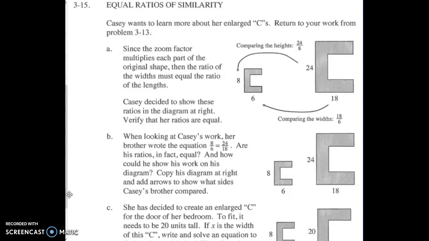The zoom factor multiplies each part of the original shape. So it multiplies each part the same. So the ratio of the width must equal the ratio of the length. Ratio is another term for zoom factor. It's the same thing. So when I look at these C's, and I'm comparing the lengths and the width, Casey decided to show these ratios in the diagram. Right. Verify that her ratios are equal.